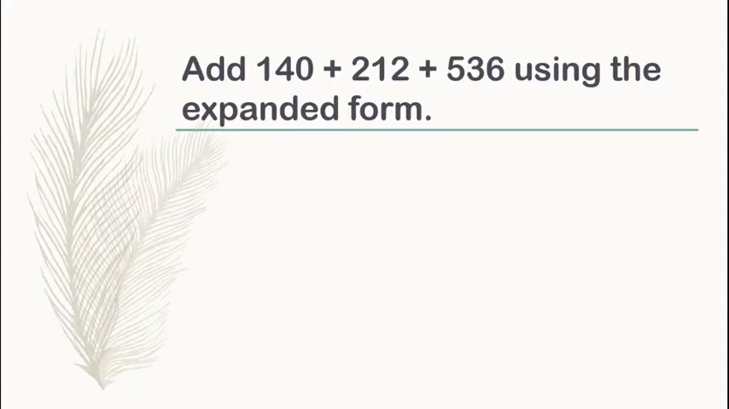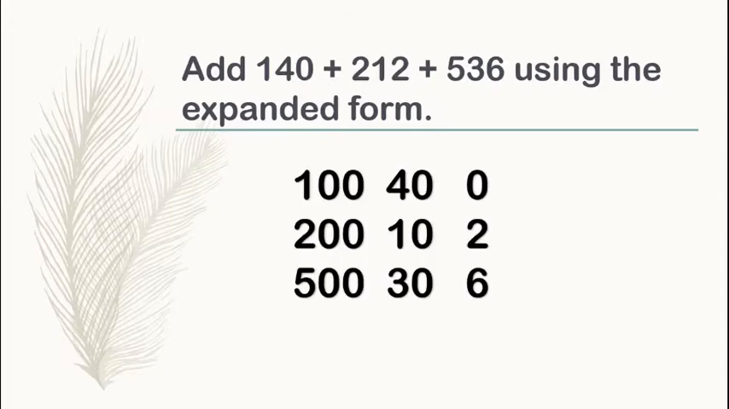Now let's try something harder. Add 140 plus 212 plus 536 using the expanded form. The same as we did in our activity, we need to expand them, then add the following, starting from your ones going to your hundreds. So we have expanded 140 as 100 plus 40 plus 0, 212 as 200 plus 10 plus 2, and 536 as 500 plus 30 plus 6.